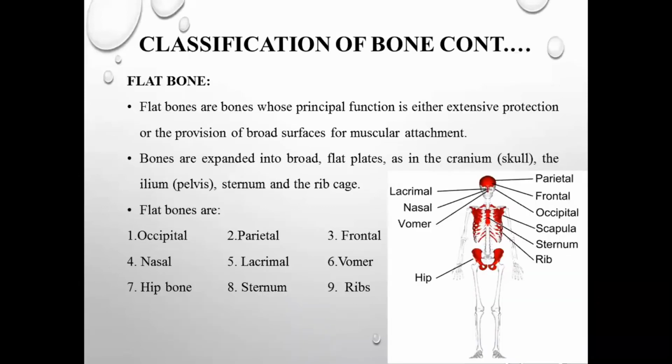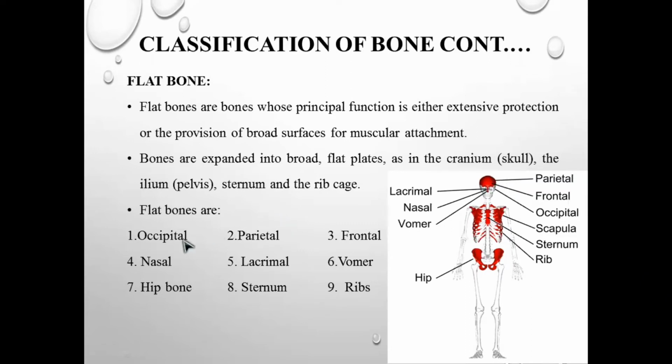Next is the flat bone. Flat bones are bones whose principal function is either extensive protection or the provision of a broad surface for muscular attachment. The bones are expanded into broader flat plates as in the cranium, that means your skull region, and the pelvic region, then the sternum and the ribs. In this diagram, the red colored portions are all flat bone, made up of flat bone.